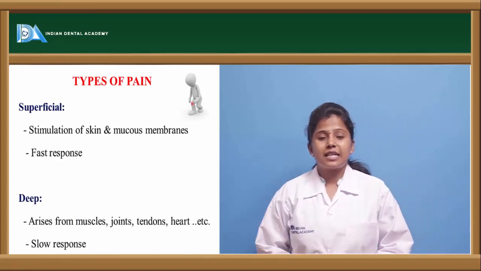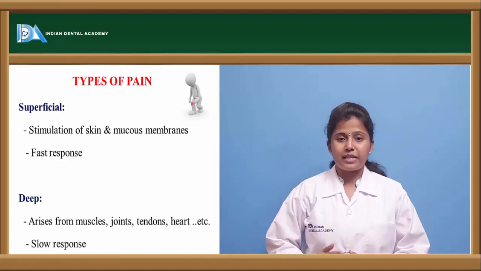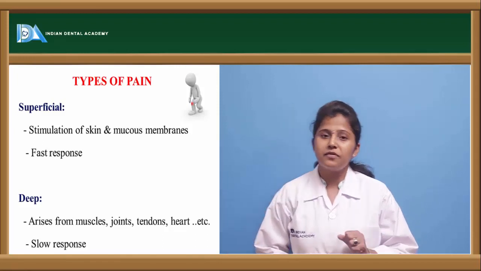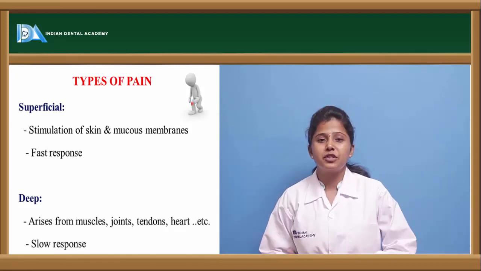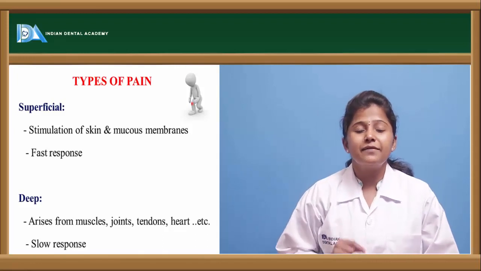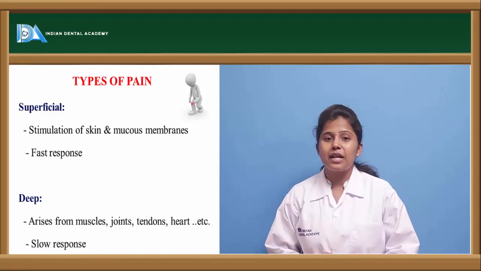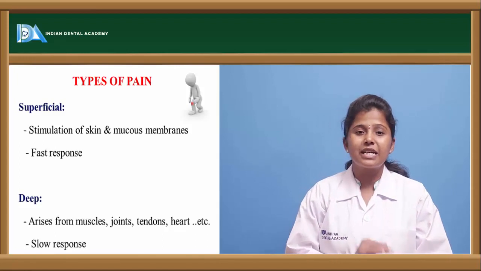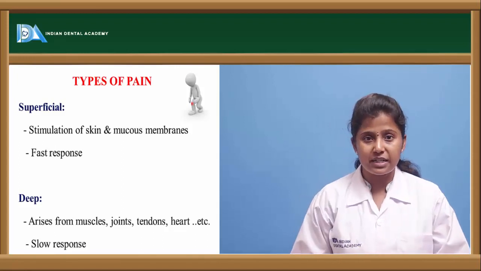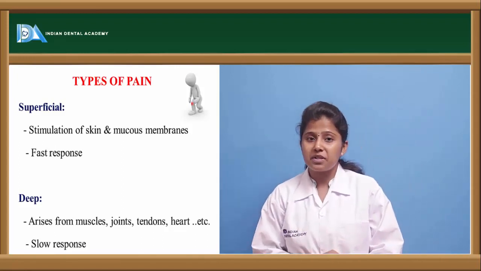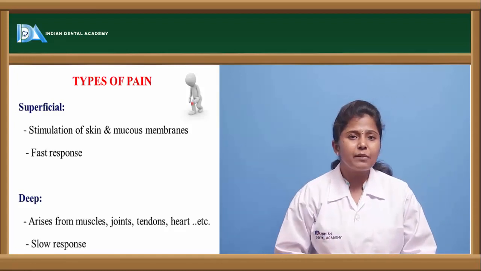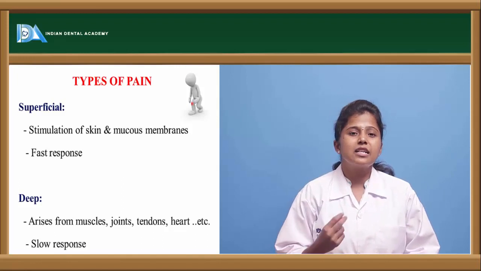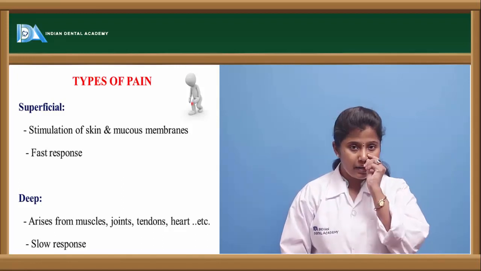There are various types of pain. For example, the types of pain are superficial pain and deep pain. The name itself indicates superficial, in the sense where it affects the skin, dermis as well as the mucous membrane. It acts on the upper surface of the skin, and if there is any damage occurring to these parts, then the response will be fast and thereby the pain occurs.